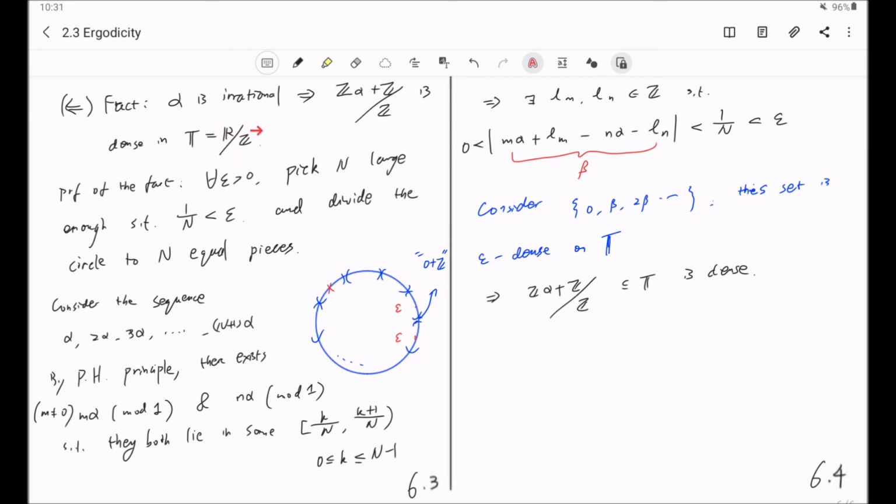And you probably have seen this proof before. Maybe my argument here is redundant, but just for completeness, let me just add this proof. And now let me move back to the proof of the ergodicity.